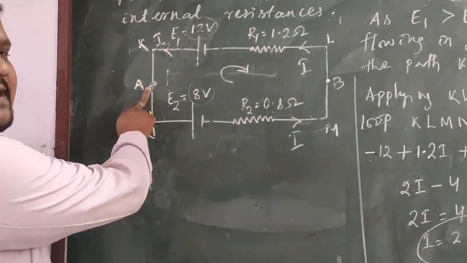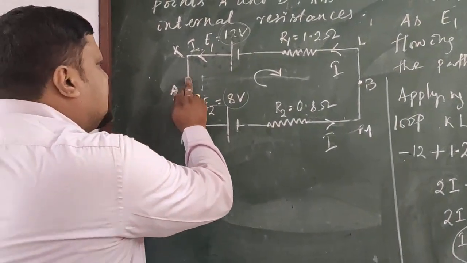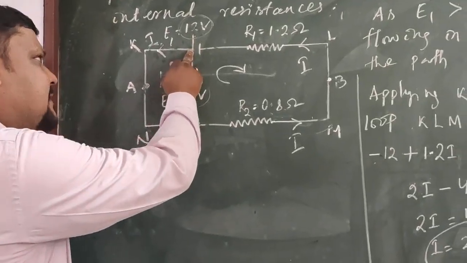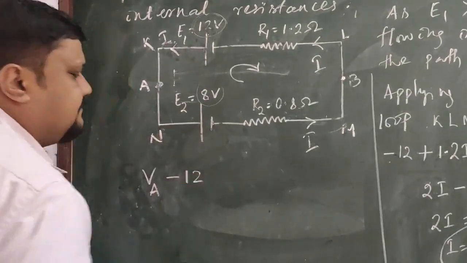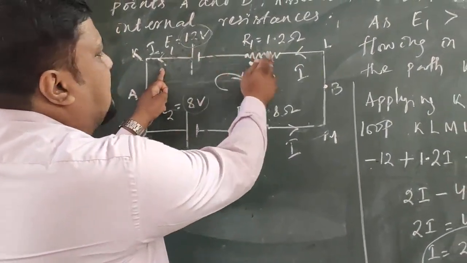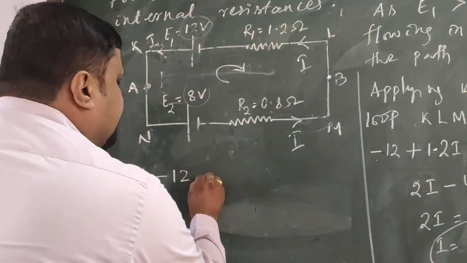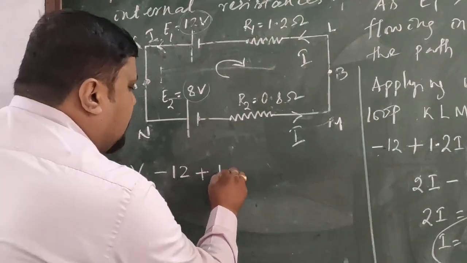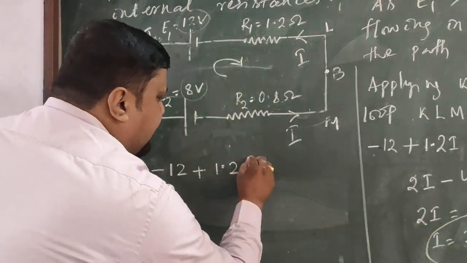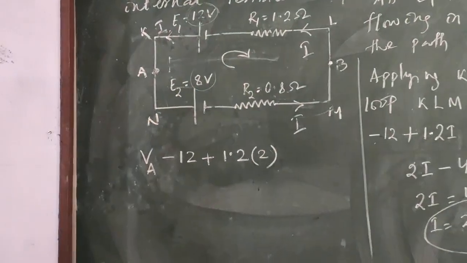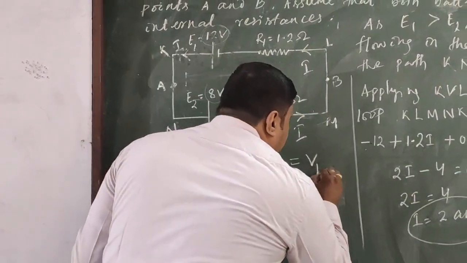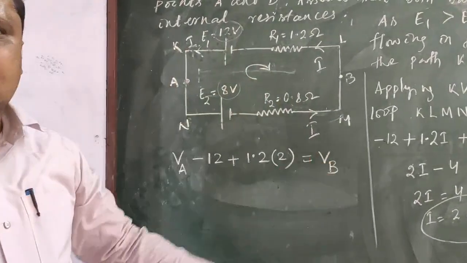So first the potential is VA. From here I move, then I come to this cell. What terminal comes first? Positive. So I will take this as minus 12. Then my path and the current direction are opposite along the resistor, so this is a plus 1.2 R into I. I is what? 2. So 1.2 into 2. Then comes what point? B. I reach that point, potential VB.